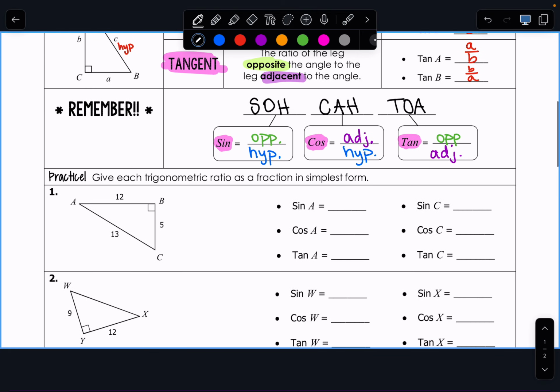So this is what I want you to do. In number 1, give me the sine, cosine, and tangent ratio for angle A. Just write the fraction, with the numbers. Leave it as a simplified fraction.